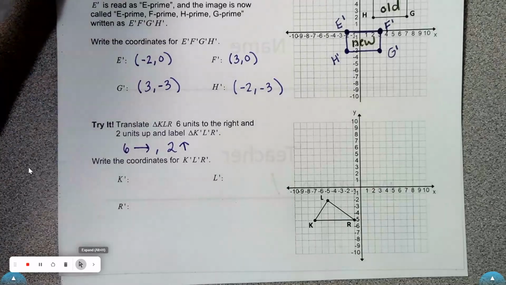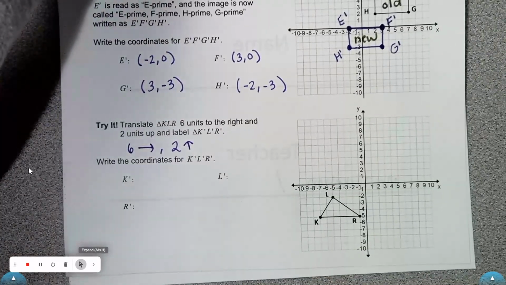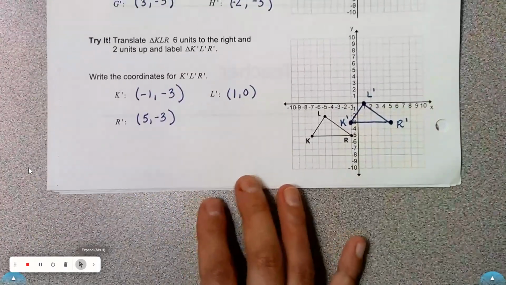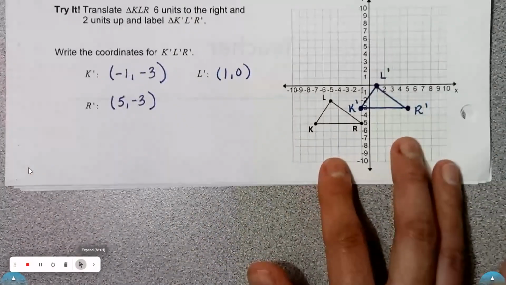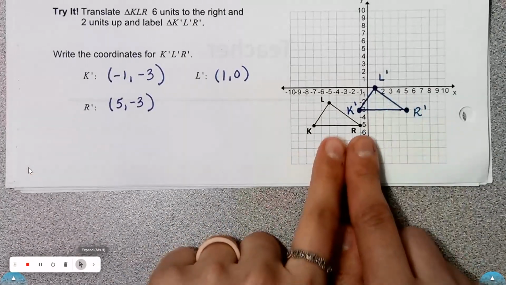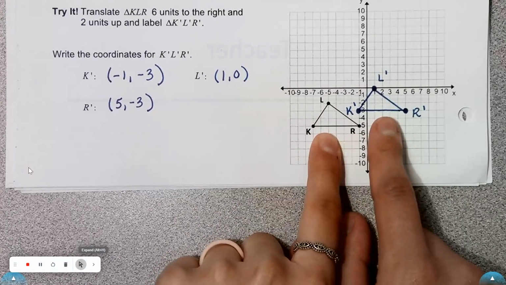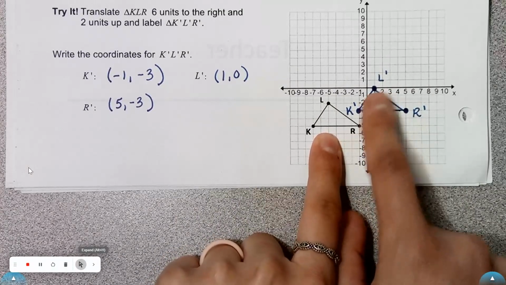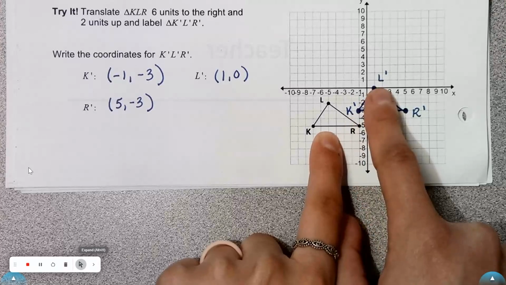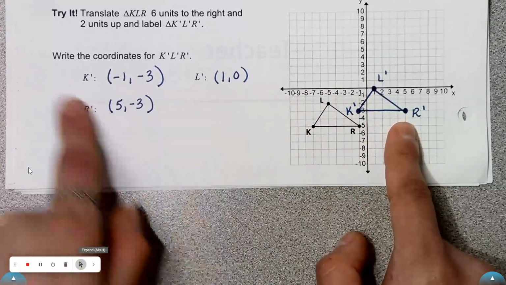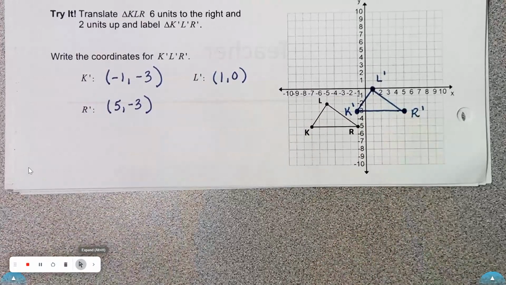Okay, so if you paused it and you tried it by yourself, I'm hoping you did, here is what you should have gotten for your new one. So I translated it 6 to the right and 2 up, and then you see how I included my primes? Then I put the new coordinates for those appropriate dots over here on the left. Okay, perfect. If you feel really good about that, we're going to go ahead and move on.